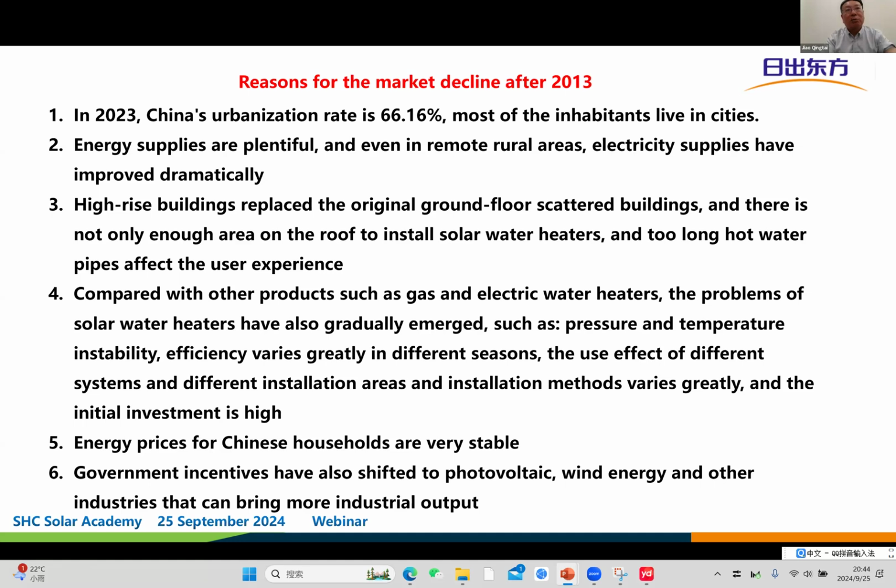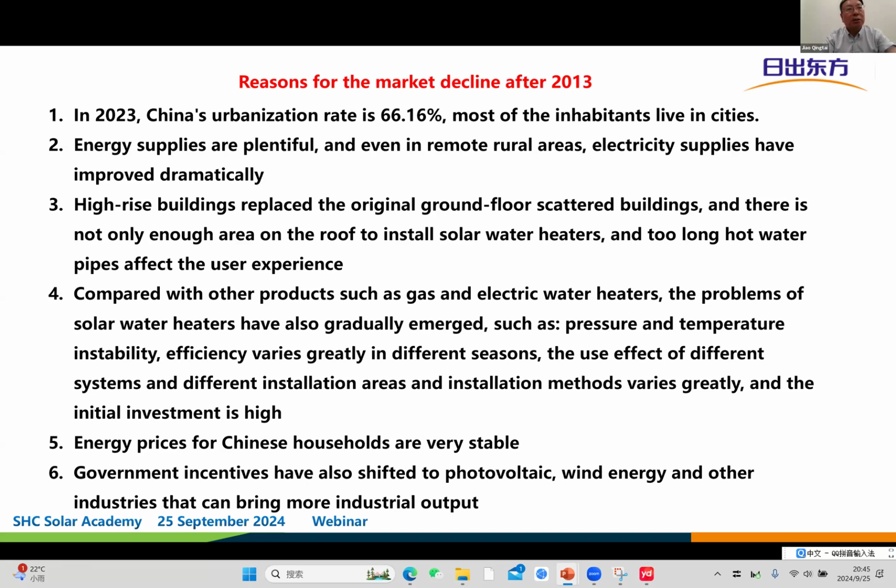And compared with other products such as gas water heaters or electric water heaters, the weaknesses of solar water heaters also appear, such as the pressure and temperature are not so stable, and the efficiency sometimes differs in different seasons. Winter and summer have a big difference, and also with different installations and different types of solar water heater, the efficiency or the use experience is different. And also the initial investment of a solar water heater is higher than a gas or electric boiler.